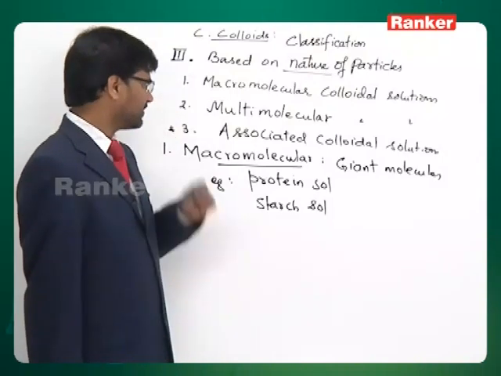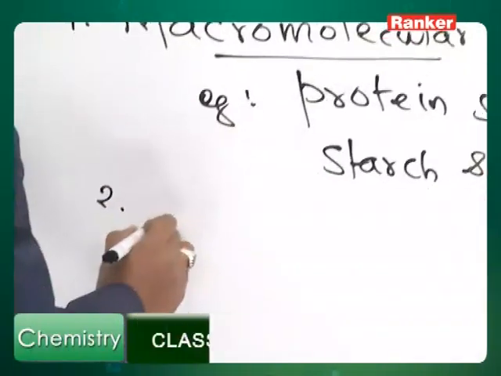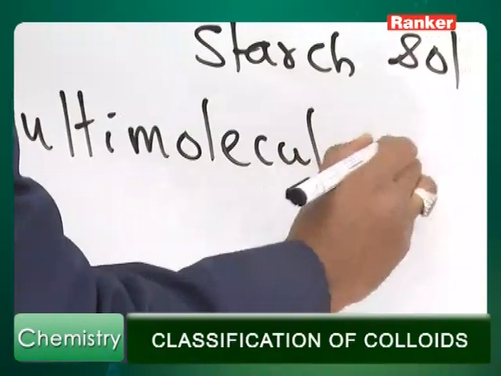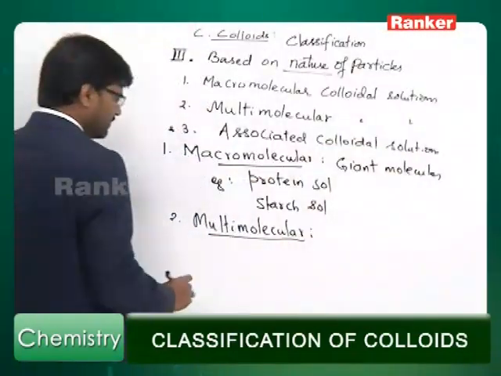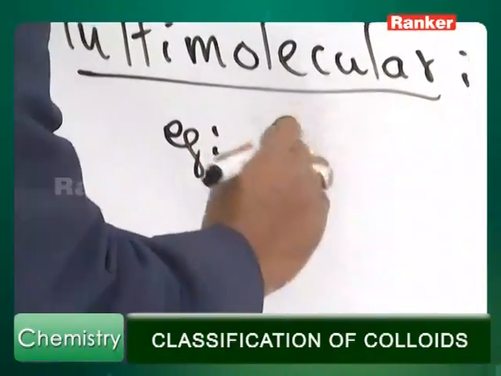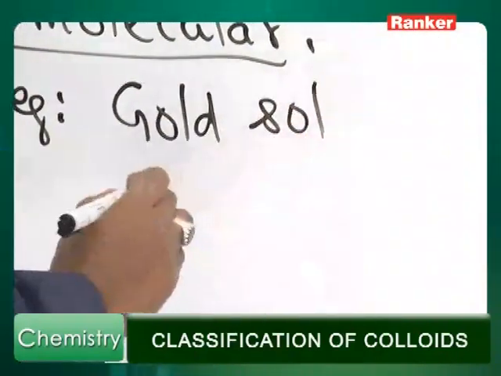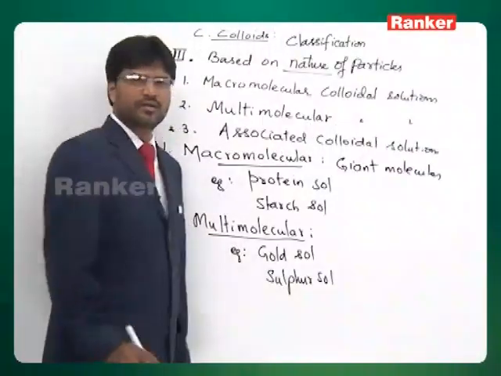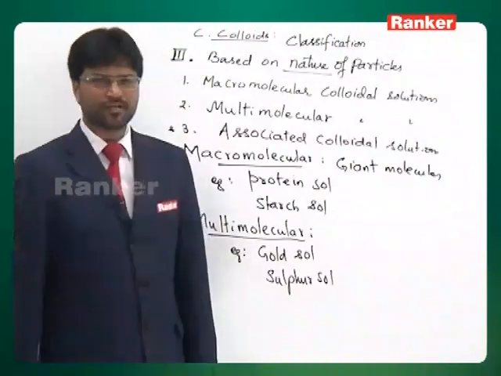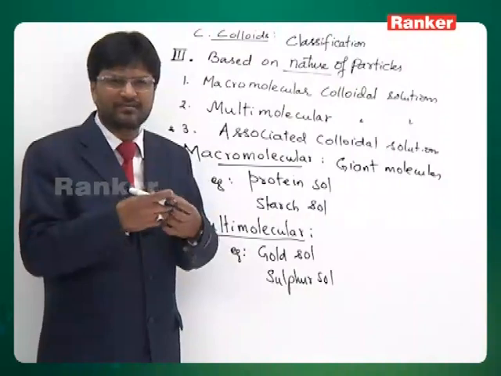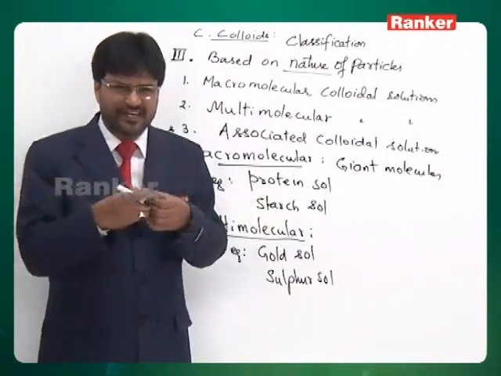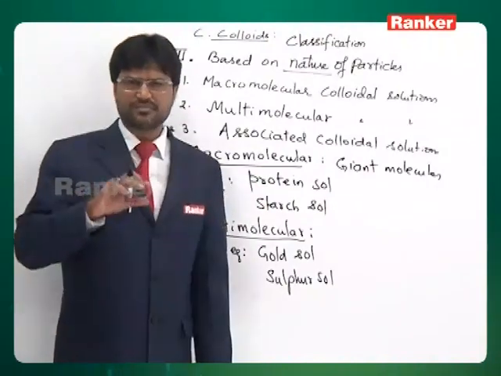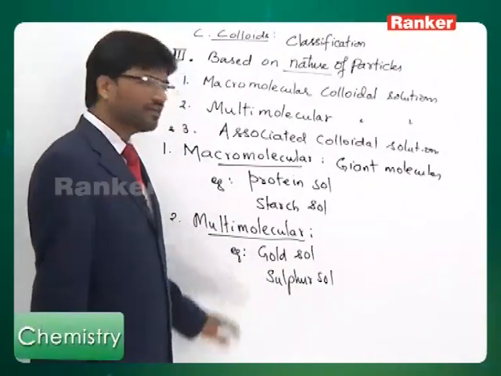We'll move on to the next example, multimolecular colloids. Example for this is gold sol, sulfur sol. Gold sol and sulfur sol are examples of multimolecular colloids. These are formed by aggregation of a large number of smaller molecules. If smaller molecules aggregate due to their hydrophobic nature and form clusters of colloidal dimension, then such a colloidal solution is called a multimolecular colloid.